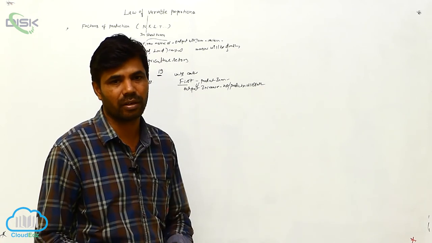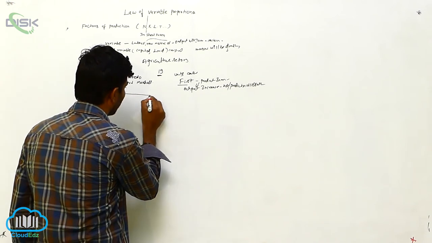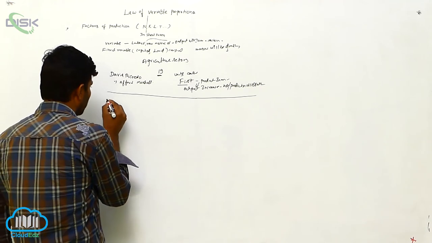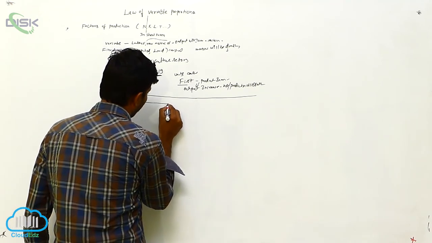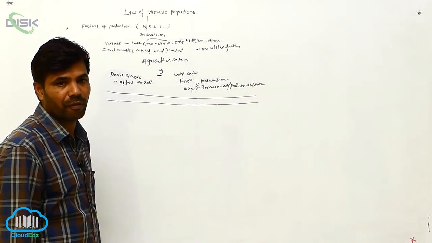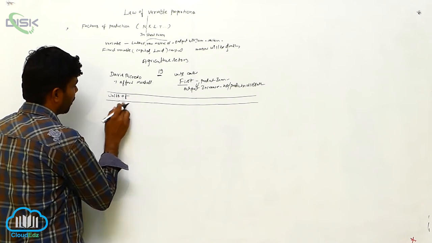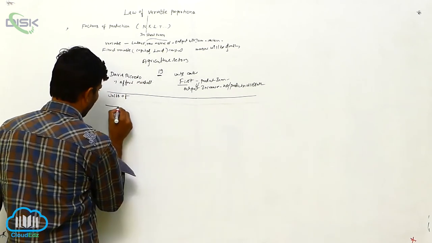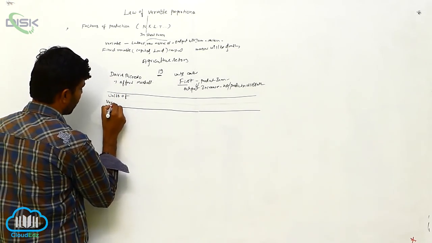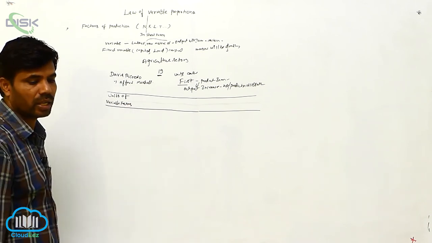What will happen in this? We can show it. First we take a table, and with the help of the table we draw the diagram. First is units of variable factors. Okay, next is total product.